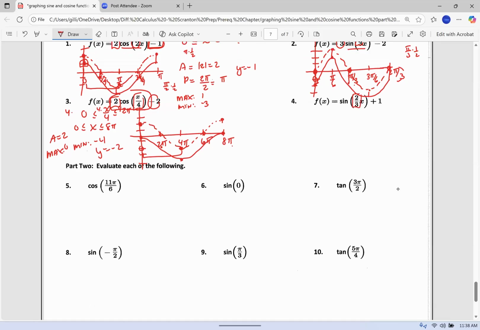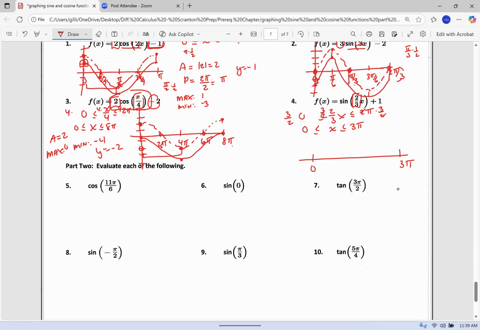Oh, a little different. 2/3 x. 2/3 x between what? 0 and 2 pi. So I'm going to times everything by its reciprocal. And I'm going to have 0. These divide out. So I'm actually going to go from 0 to 3 pi.